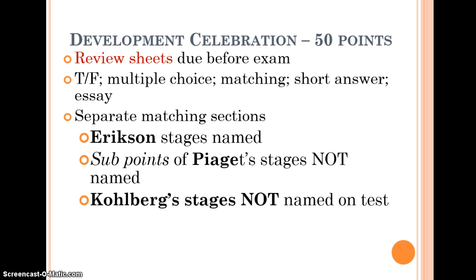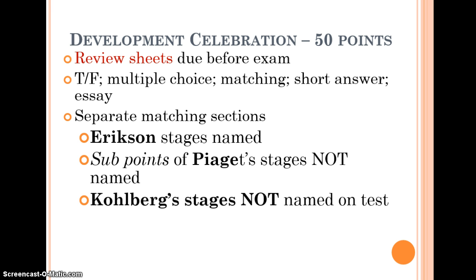For the Piaget section, the stages themselves are listed for you: sensorimotor, pre-operational, concrete, and formal operational. However, the subpoints are not. By subpoints, I mean things like conservation skills, egocentrism, animism, abstract thinking. Those things, again, you need to know what they are and in which stage they are developing.